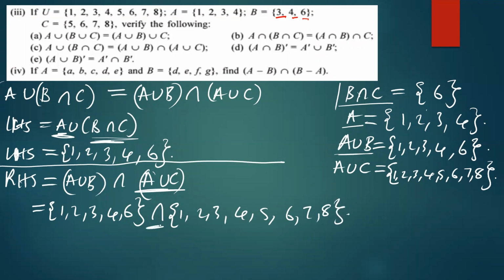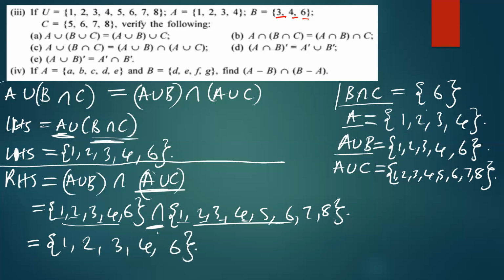Then to find the intersection set between this set and this set, we have to look for the common elements. The common elements are 1, 2, 3, 4, and 6.